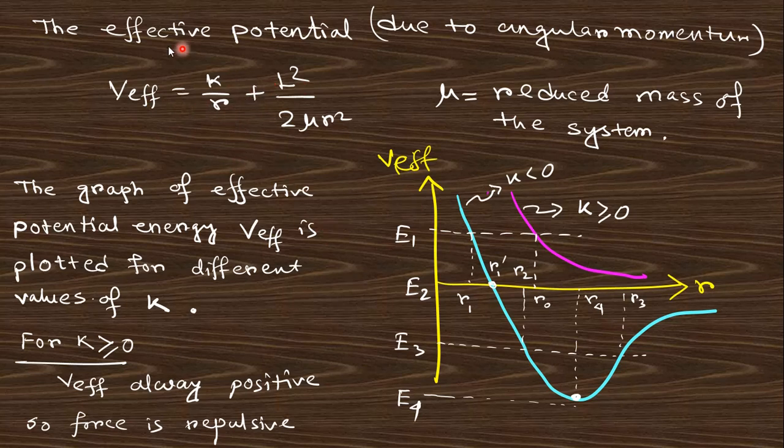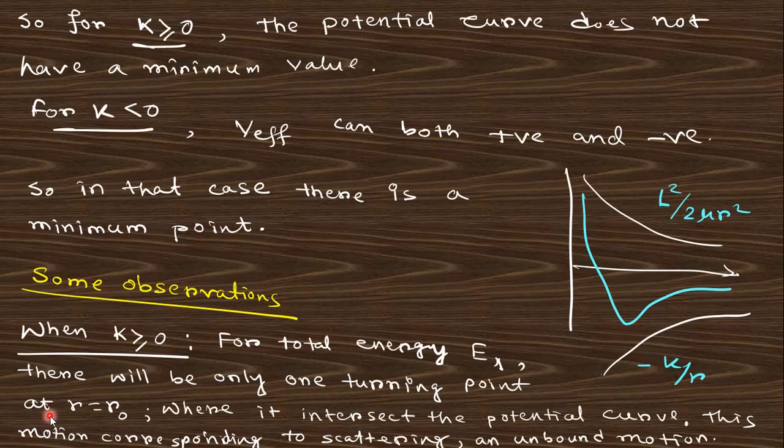Now we can discuss the nature of the effective potential corresponding to the value of k. If k is greater than 0, this term is positive and the other term is positive too, since it is a square and must always be positive. So the total is always positive. That's why this curve will look like this in the case of k greater than or equal to 0, and this is the positive, repulsive force. In that case the potential curve does not have a minimum value.